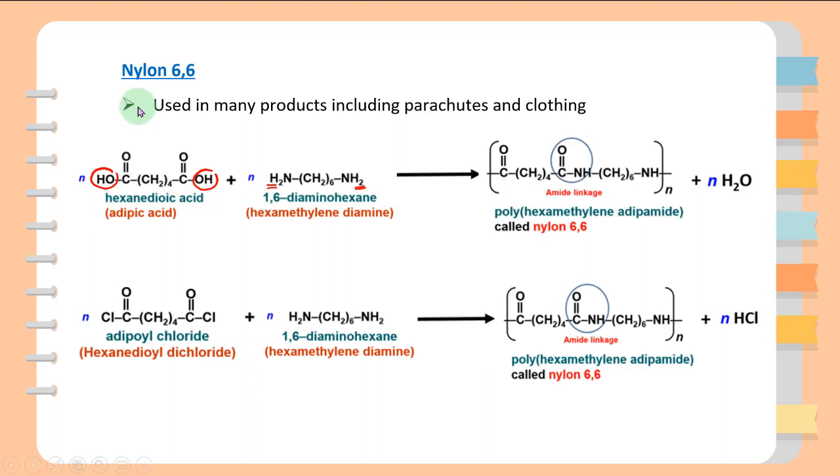Also, to form this nylon 6,6, you can use hexanedioyl dichloride. That means in place of the OH, you can use the acid chloride, C double bond OCl at both ends. So the chlorine combines with the hydrogens from this diamine at both ends, and you are producing the side product HCl. It's either H2O or HCl as the side product. The polymer is still the same. Next, let's have a look at polyesters.